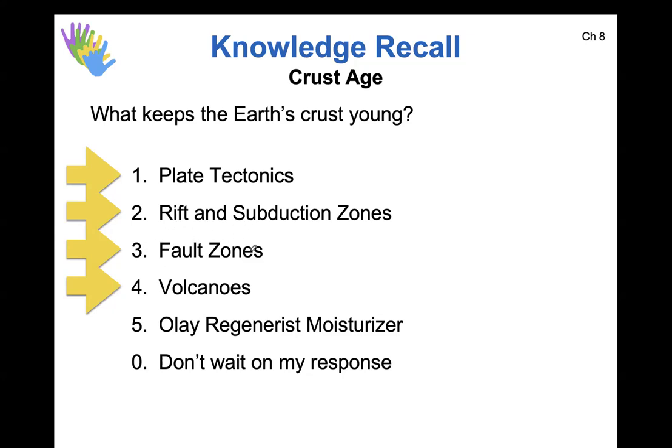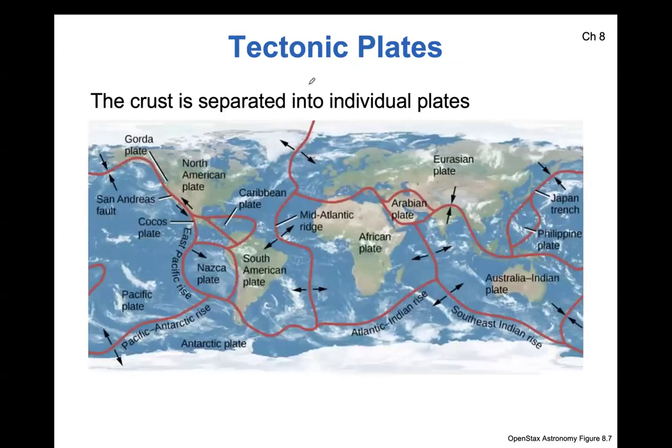Fault zones, which are part of plate tectonics, usually where they rub together, like a strike-slip fault, and volcanoes, which are often a byproduct of plate tectonics because of the release of energy due to melting subducting plates. Here we have a map of the tectonic plates throughout the Earth.